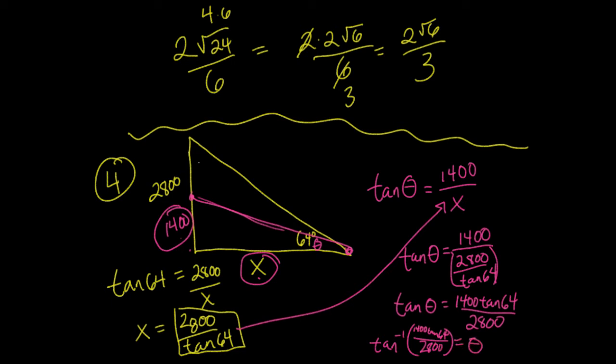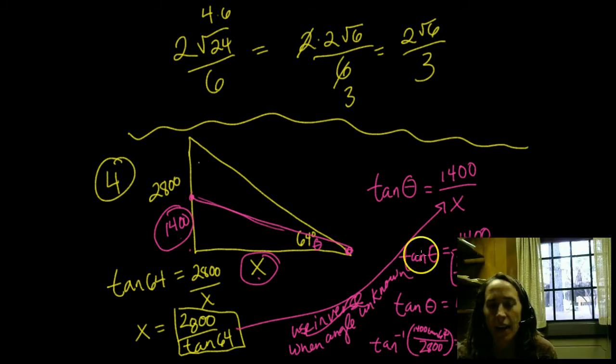Now, the only time that you use an inverse is when you're trying to find the angle. So use inverse when the angle is unknown. That's the only time that you're going to use the inverse. Okay, I think that covers everything from the quiz.